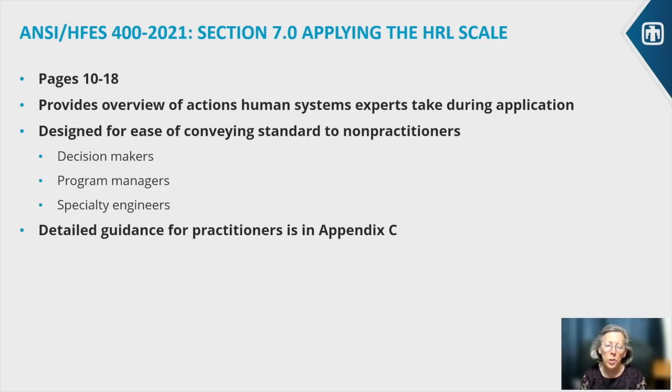Okay, so section 7 is the one I talked about for your program managers, your decision makers, to help them really understand what this HRL scale is all about and what it involves at a fairly high level. So it's an overview of what the human systems experts are going to be doing when they apply the HRL scale. So it's designed for ease of conveying the standard to non-practitioners. And again, the detailed guidance for the practitioners is going to be in Appendix C.